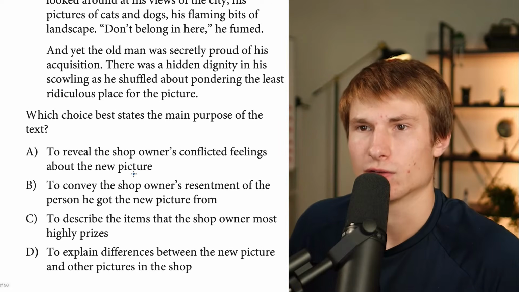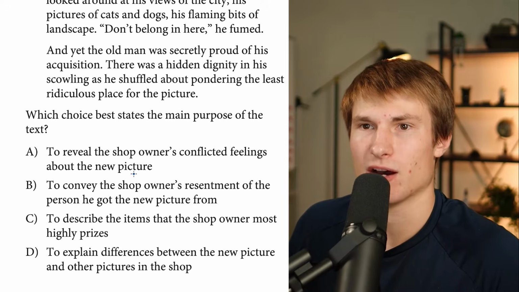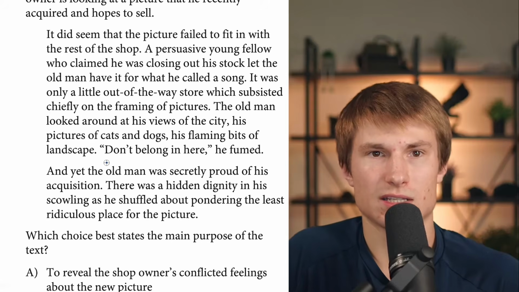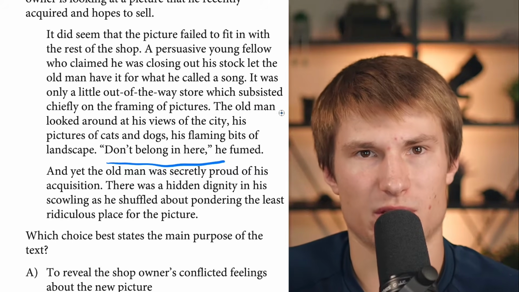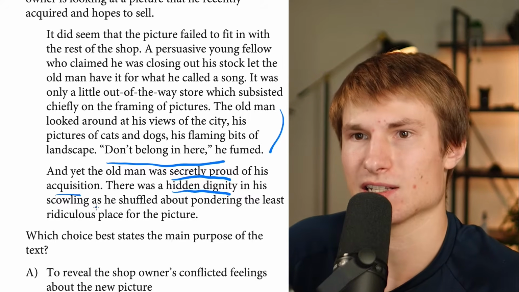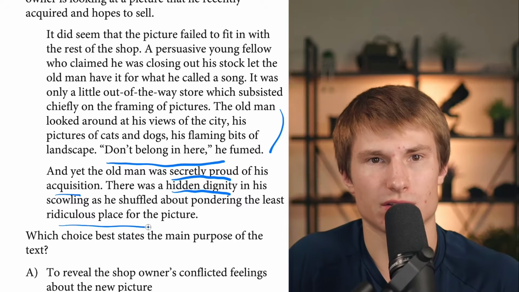Option A, to reveal the shop owner's conflicted feelings about the new picture. Okay, well, we see that if we go up to the text, he states that the piece doesn't belong there with all his other pieces, but at the same time, he's secretly proud of his acquisition. Then it also goes on to state that he has a hidden dignity in his scowling as he shuffled about, pondering the least ridiculous place for the picture.